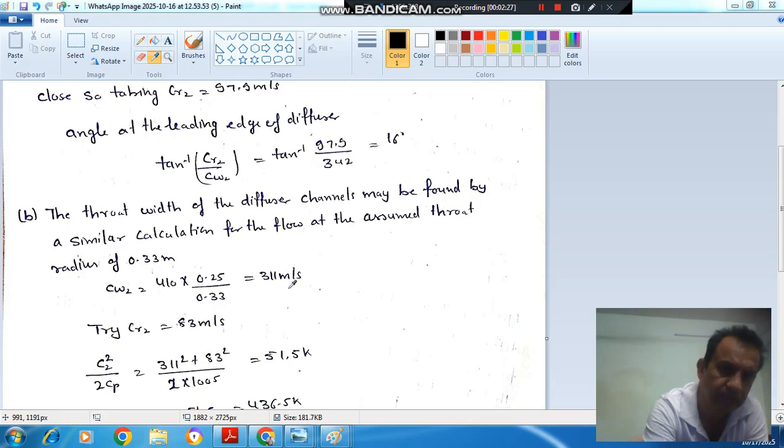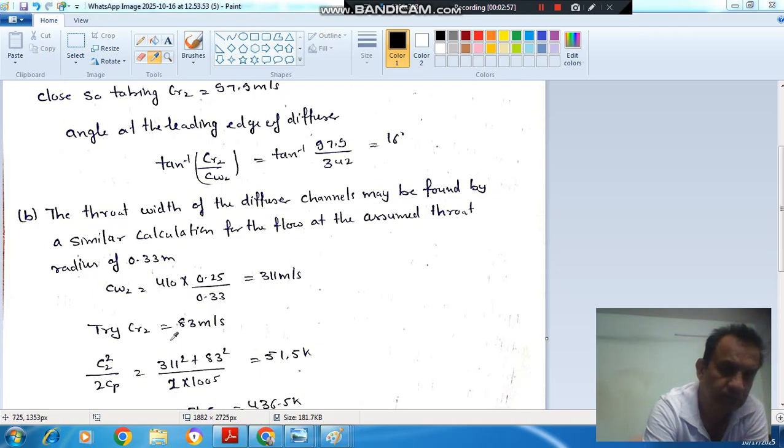Now, as in the previous case, assume that CR2 is 83 meter per second. In the previous case, we assumed CR2 at the radius of 0.3 meter as 97. As the radial component decreases further, now the radius is 0.33. So we'll assume a lesser quantity than this and check whether our assumption is correct or not. That is, CR2 is 83 meter per second.